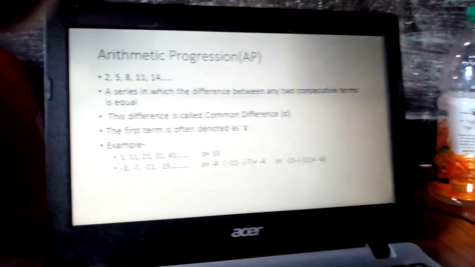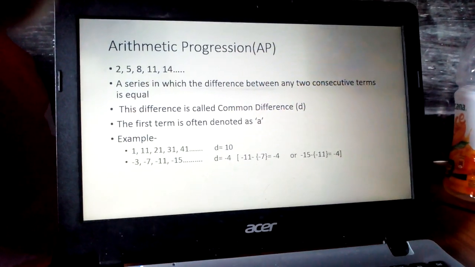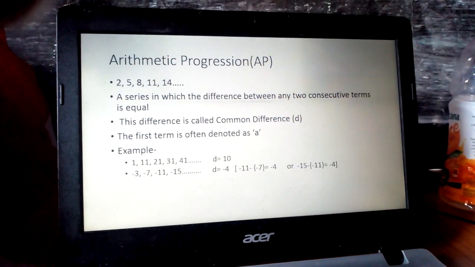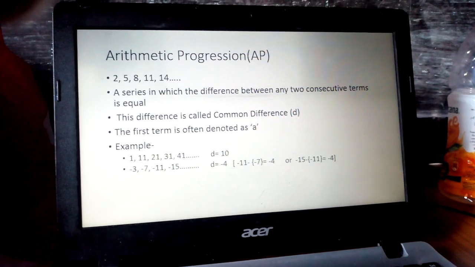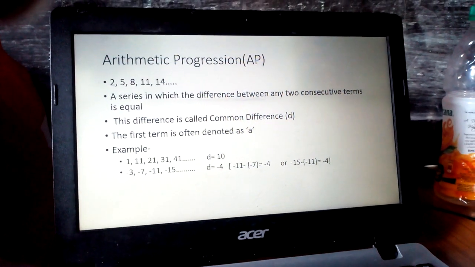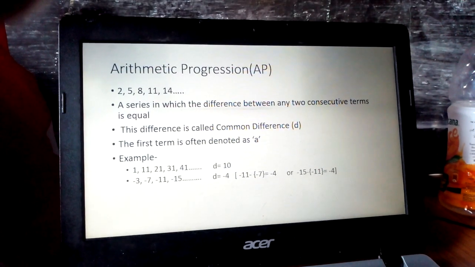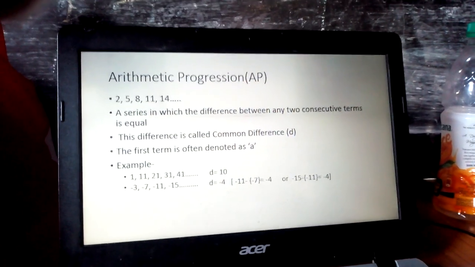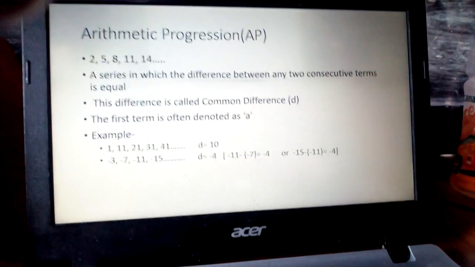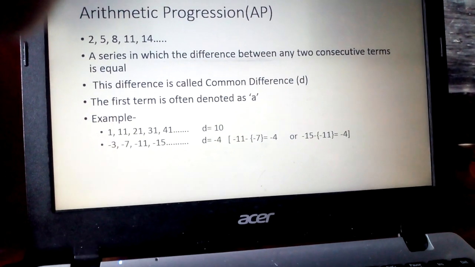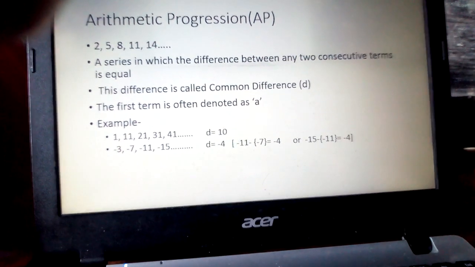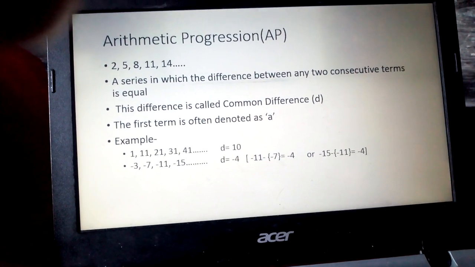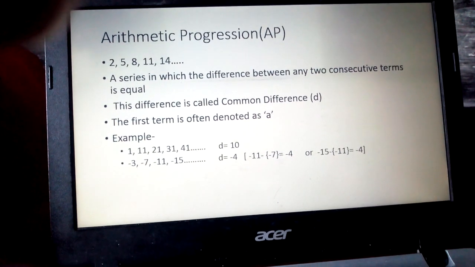Minus 3, minus 7, minus 11, minus 15. There are 4 terms in the series. Is this an arithmetic progression or not? Try to find out the difference between the first two numbers. You would find that the difference is minus 4. Minus 7 minus (minus 3) is equal to minus 4. Likewise, the difference between the third and the second number, minus 11 minus (minus 7), again is equal to minus 4. Again, if you look at the difference between the last two numbers, the fourth term and the third term, minus 15 minus (minus 11) again is equal to minus 4.